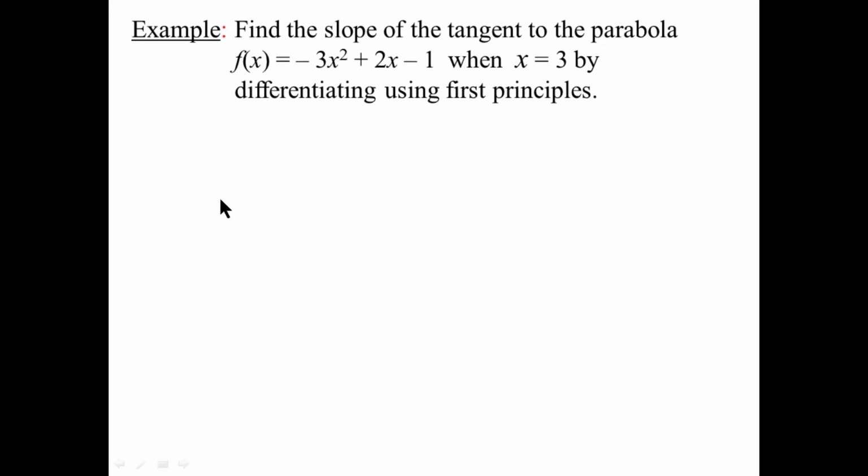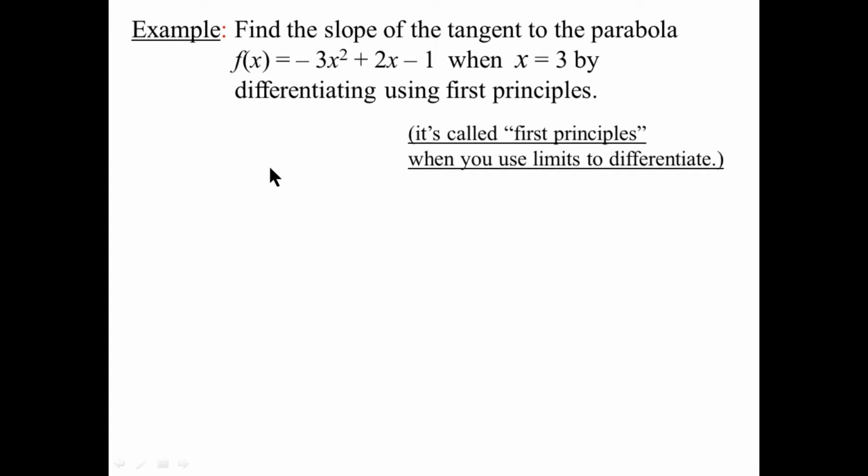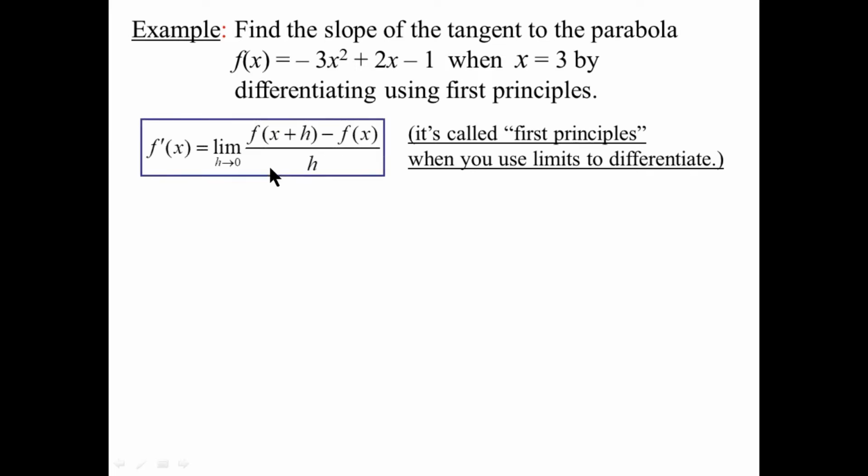Example, find the slope of the tangent to the parabola when x equals 3 by differentiating using first principles. It's called first principles when you use limits to differentiate, and the process of differentiating means finding the derivative. That's all differentiating means. And so when you use limits to find the derivative, it's called first principles. And by the way, there's many other ways too that we'll get to. So let's start with first principles. Our formula, this is our first principles formula.